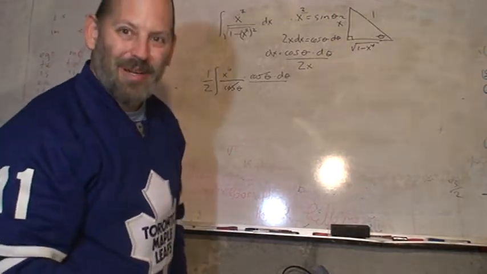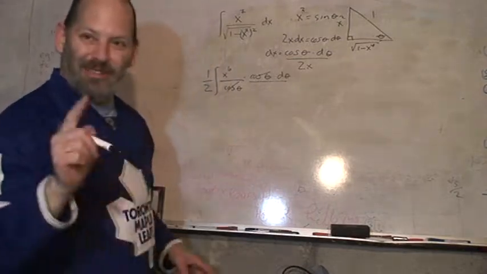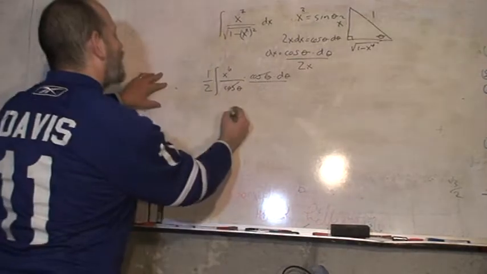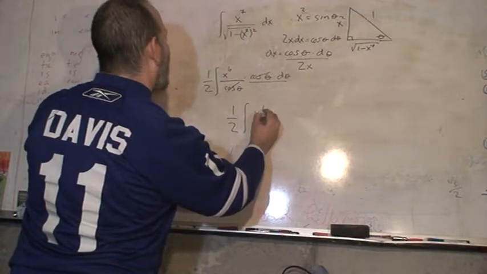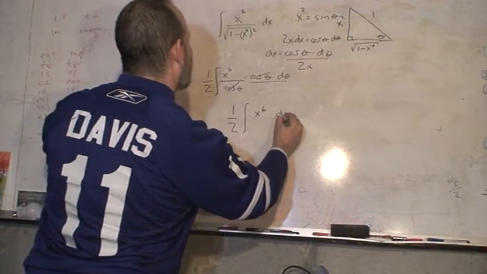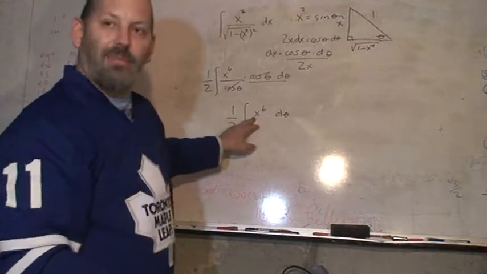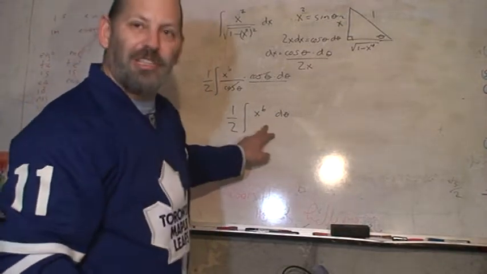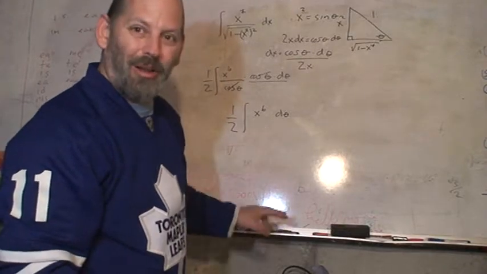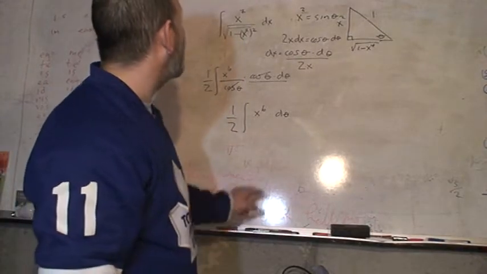Oh, things are starting to make sense. Let me rewrite this so I can show you what I'm talking about. Okay, so we have 1/2, and we have this x to the 6th power d theta, right? This has got to be theta, right? There is no mixing these. They're oil and water. They just won't cohabitate.